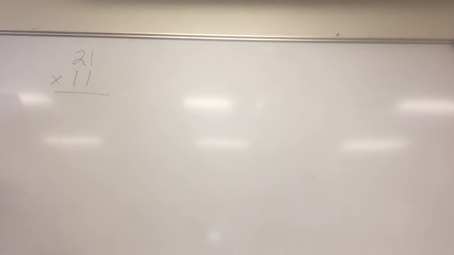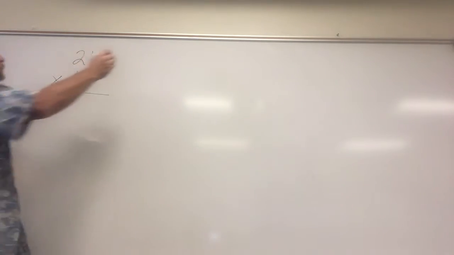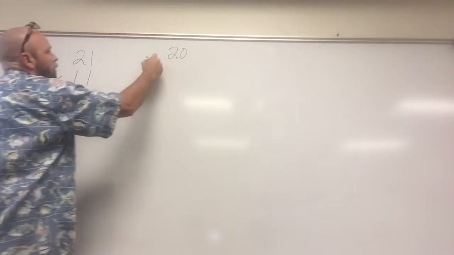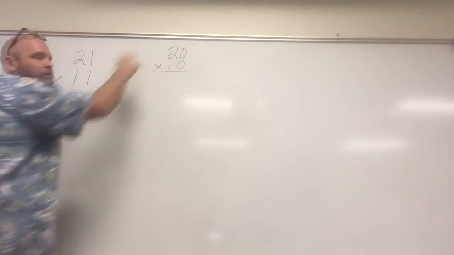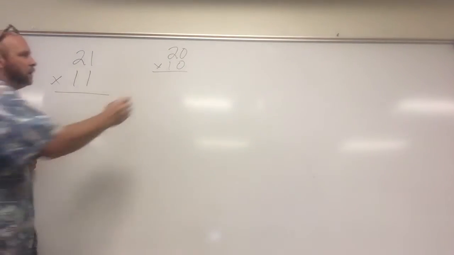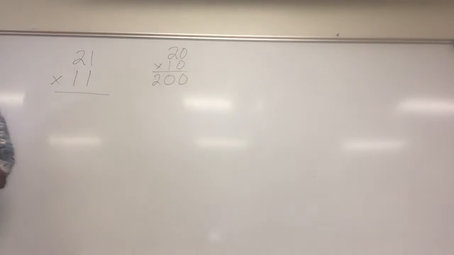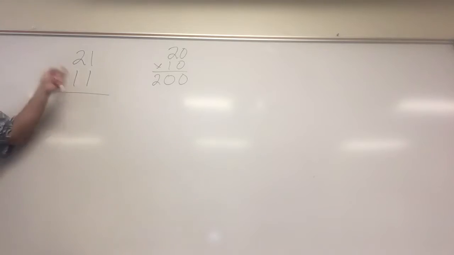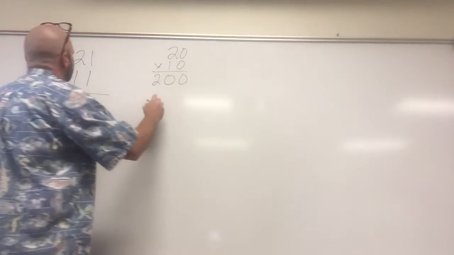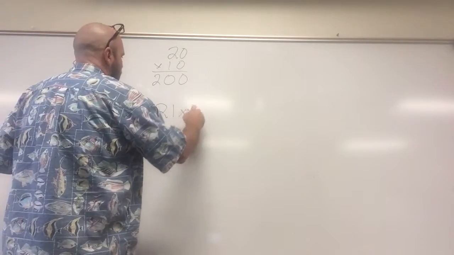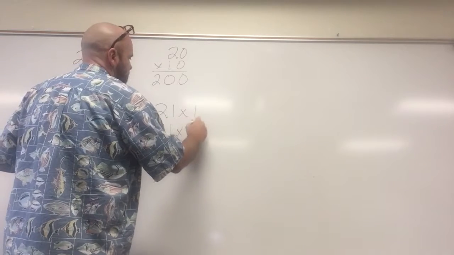All right, first of all, we're going to estimate. What's 21 close to? 20. 20 times 10. I have 2 zeros at the back of the number, so I put my 2 zeros down. 2 times 1 is 2. So my answer needs to be somewhere in the ballpark of 200. If I want to break it down, I'm multiplying 21 times 1 and 21 times 10.